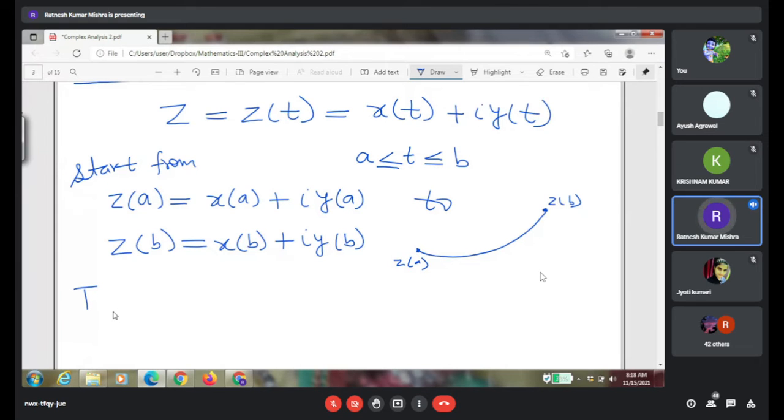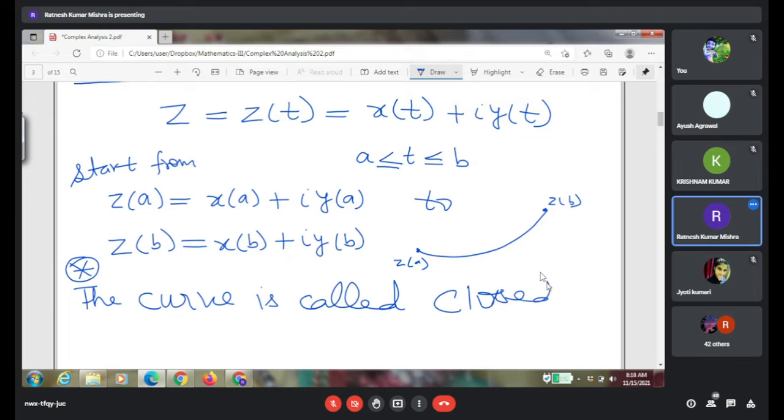When is a curve called closed? If this is the beginning point and this is the end point, and the beginning point and end point coincide, then we can say that this curve is closed. How do we write it? The curve is closed if z(a) = z(b).